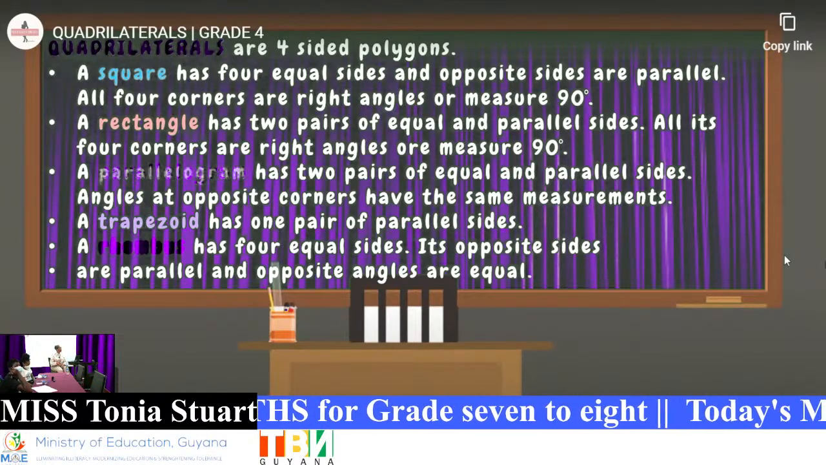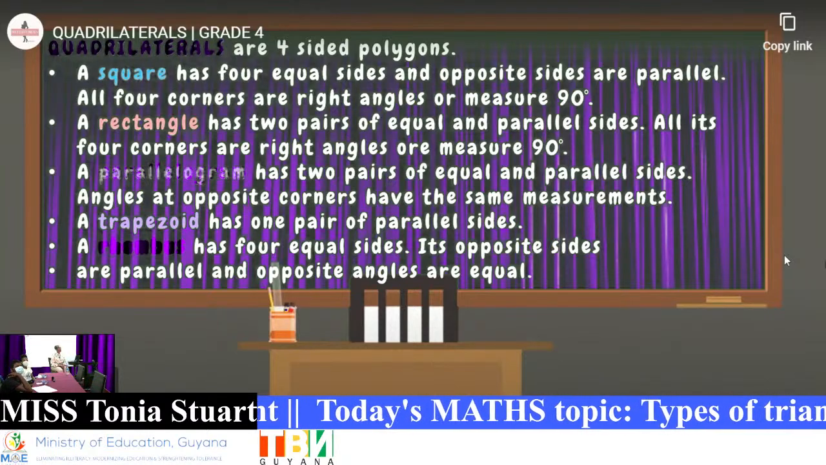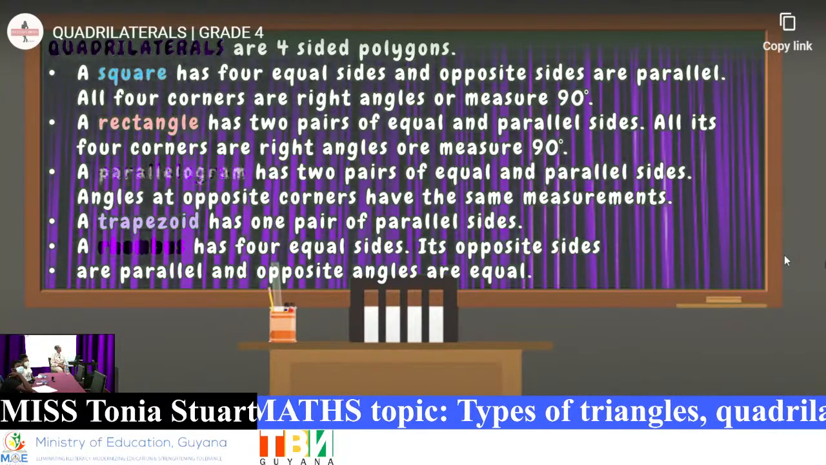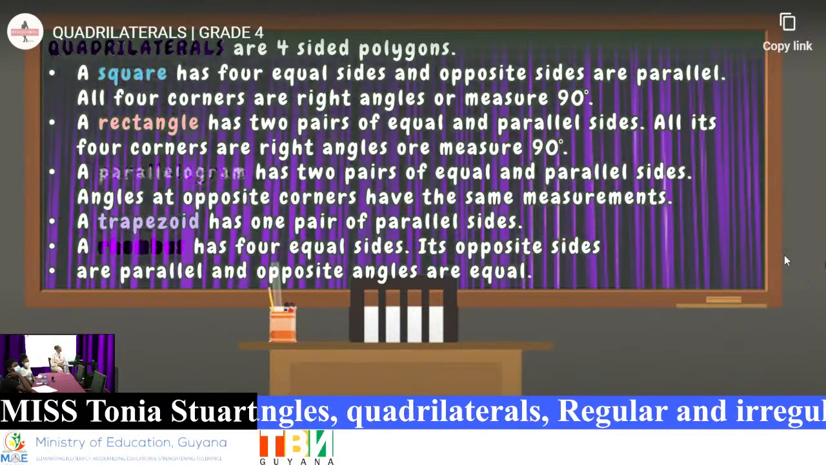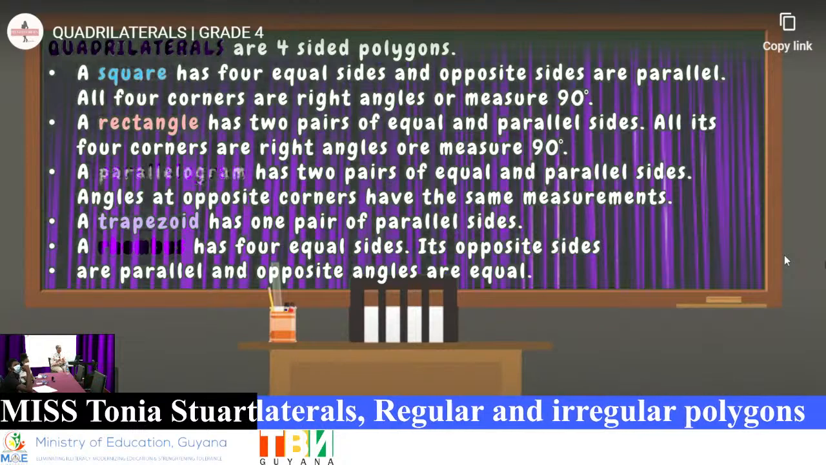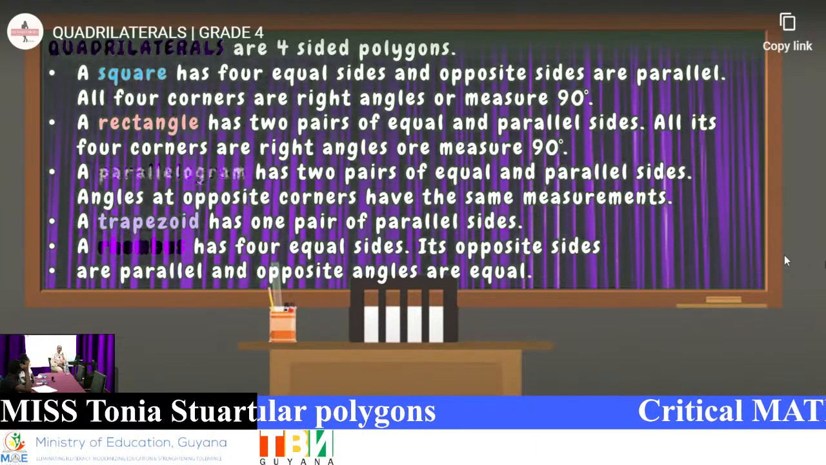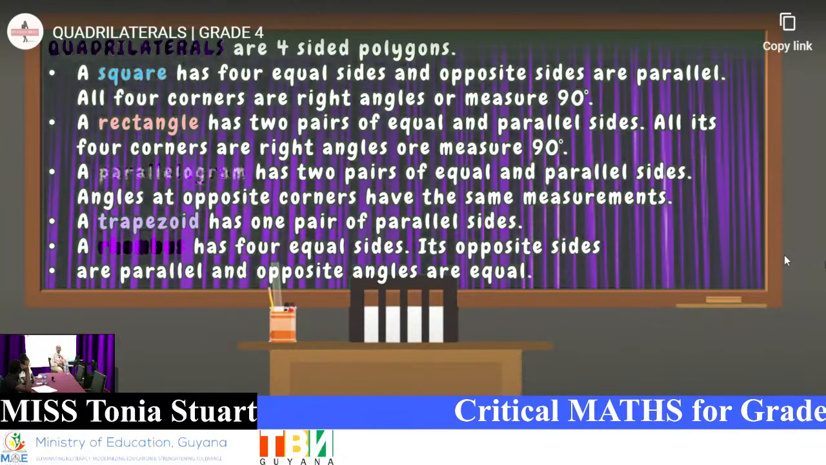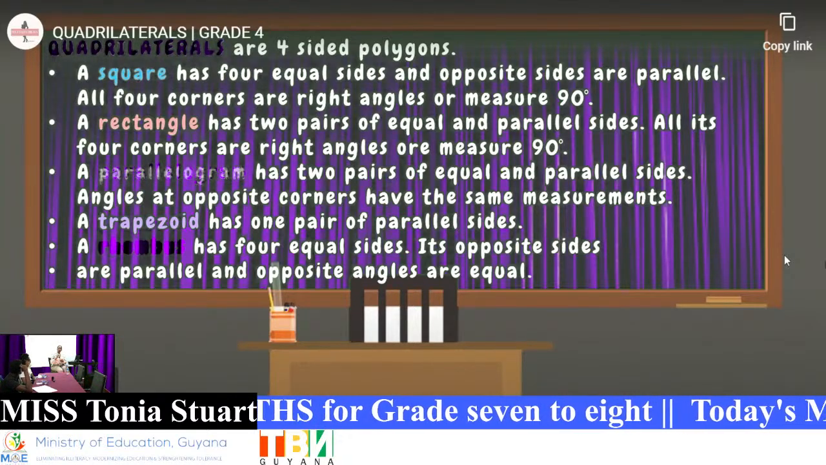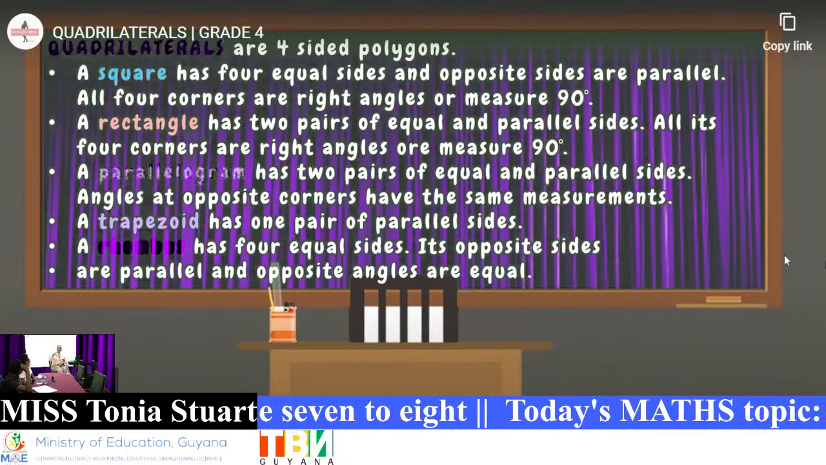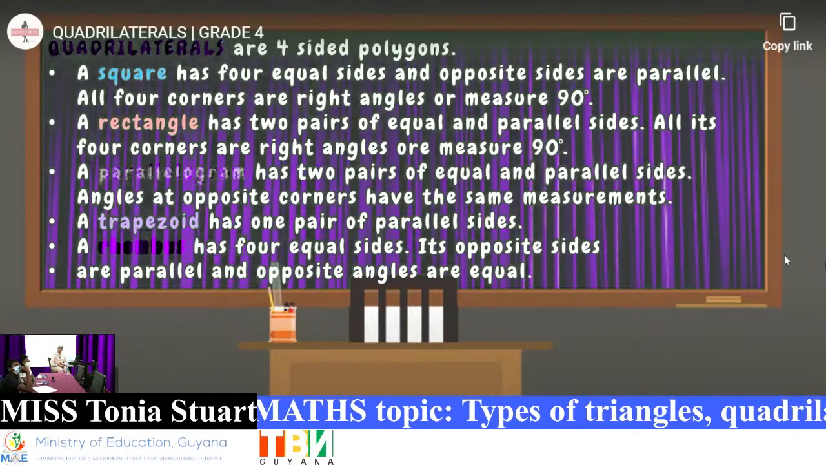Right? So, Alia, rectangle. A rectangle has two pairs of equal and parallel sides. All its four corners are right angles or measure 90 degrees. Okay, all right, we have a little error there. Yes, but they all are equal. The angles are equal to 90 degrees. All the angles are equal to 90 degrees, but only the two opposite sides are equal, they all are not equal. So the two opposite vertical sides are equal, but the two horizontal sides are not equal to the vertical sides. Do you understand what I mean? Horizontal, vertical, right? They're not equal in the rectangle. They're equal in the square.